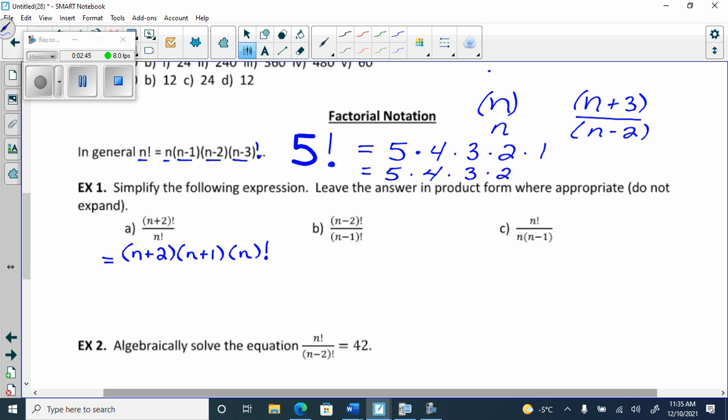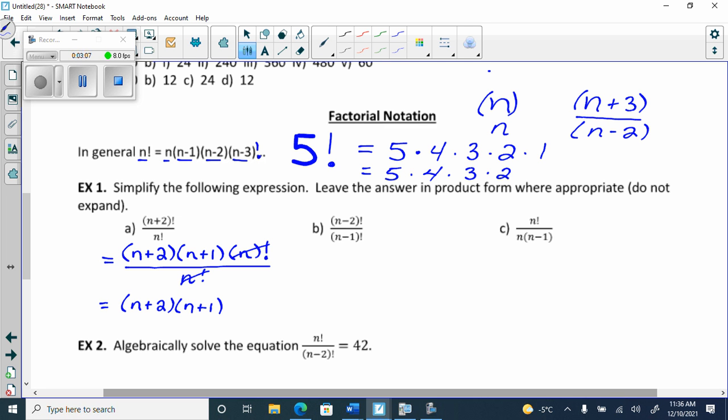What's in the denominator? You have an n factorial in the denominator, don't you? So what can we do with these now? Cancel them. And my answer is just n plus 2, n plus 1. Will we ever have to expand that even? By example 2, yes. Okay.